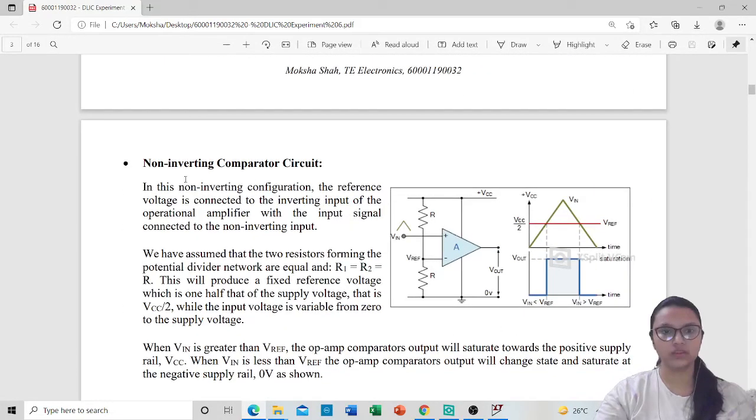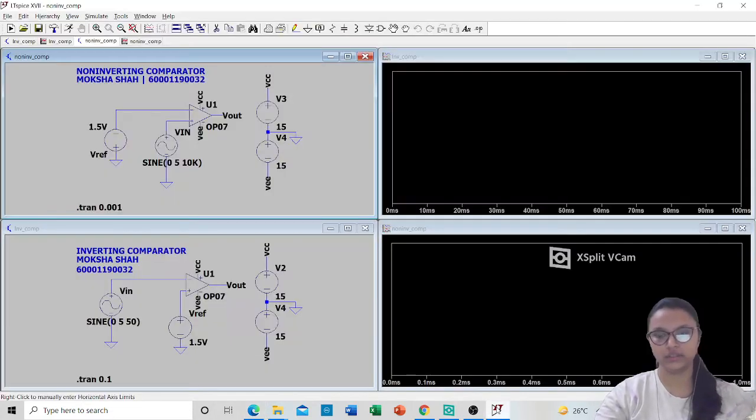And the same with the non-inverting. Now the input will be at the non-inverting, so it is a non-inverting comparator, and when Vin is lesser you get a negative Vsat, and when Vin is greater you will get a positive Vsat. So let's just simulate in LTspice.